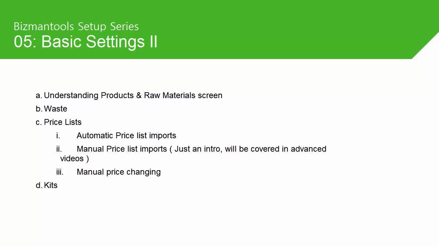Today we'll be looking at understanding the products and raw materials screen, waste, price lists like automatic price list imports, manual price list import, and manual price changing, and finally kits. Let's take a look at understanding the products and raw materials screen.